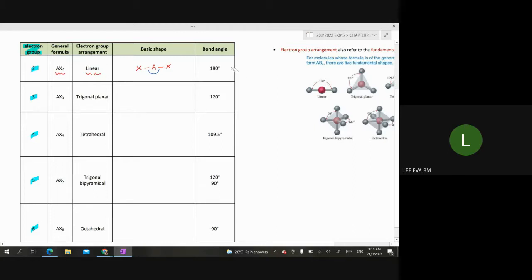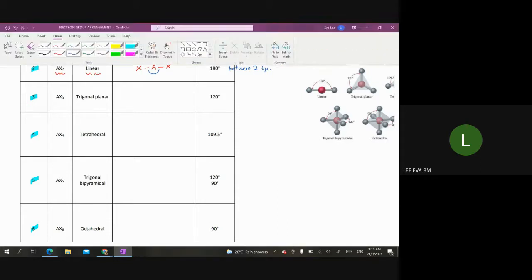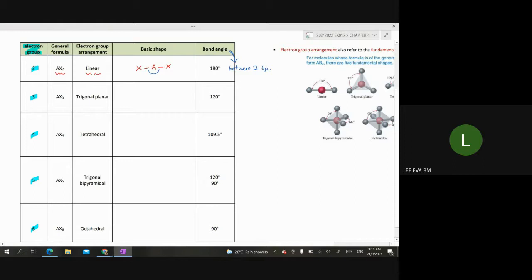Okay, bond angle is between two bonding pairs. So madam tulis shortcut dekat sini. Bond angle is the angle between two bonding pairs. So antara bonding pair yang AX pertama ini, between this bonding and this bonding, we have a bond angle of 180 degrees.